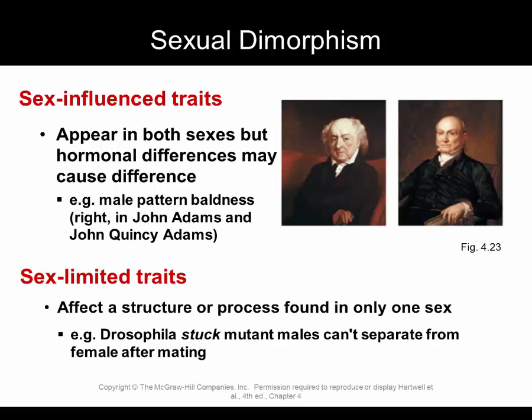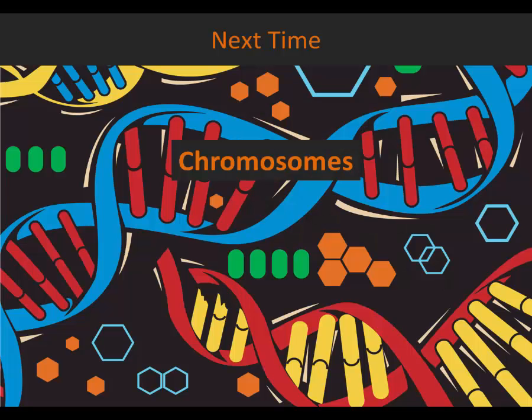There are also sex-limited traits that only appear in one sex because it affects a structure or process that's limited to one sex. For example, there's a fruit fly mutant called stuck that stops males from being able to separate from females after mating. That'll do it for this topic.